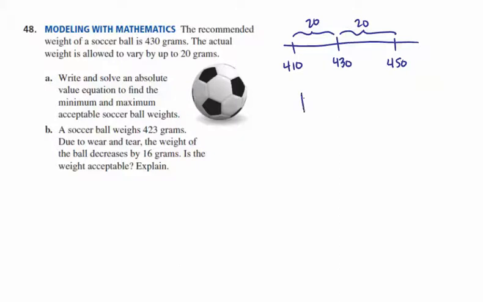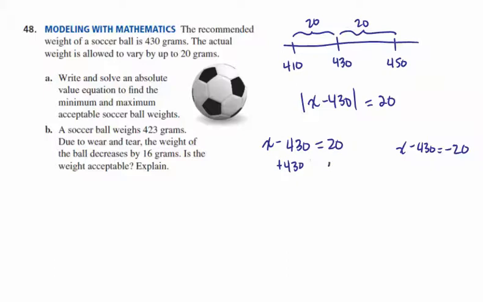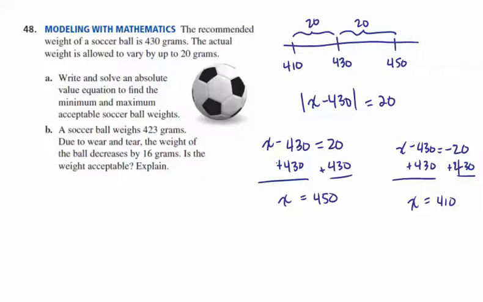And we want to write and solve the absolute value equation. Absolute value of x minus the center is equal to the distance from the center. Again, if we were to solve that out, we would get two equations: x minus 430 equals 20, and x minus 430 equals negative 20. Adding 430 to both sides, we end up with x is equal to 450, which we expected. Adding 430 to both sides, we're going to get x is equal to 410. So 450 and 410, which we can see in our diagram, in our graph above.